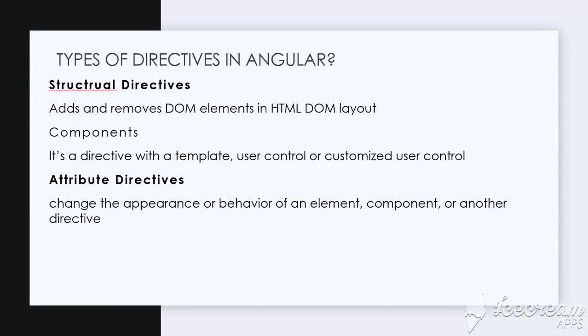So now, different types of directives. There are two types of directives: structural directives and attribute directives.